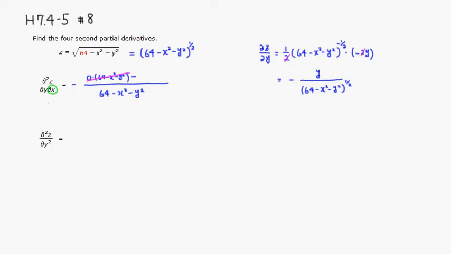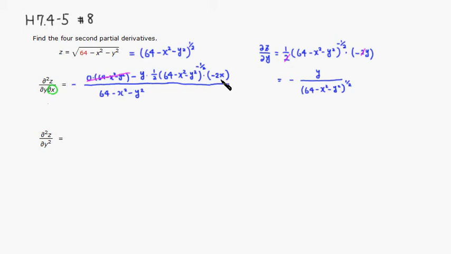Right, then top is y, so you have a y, times derivative of the bottom. So this one gets kind of long, so I'm going to extend this. Right, so it's going to be, put 1/2 in front, keep the same quantity, so 64 minus x squared minus y squared, and subtract 1 from the power, negative 1/2, then multiply by derivative of this guy with respect to x, which is going to be negative 2x. Right, so we have that.